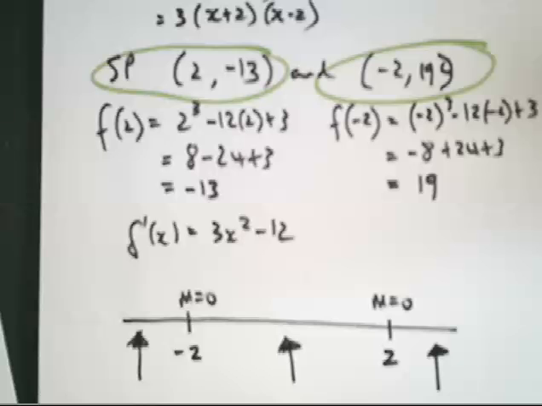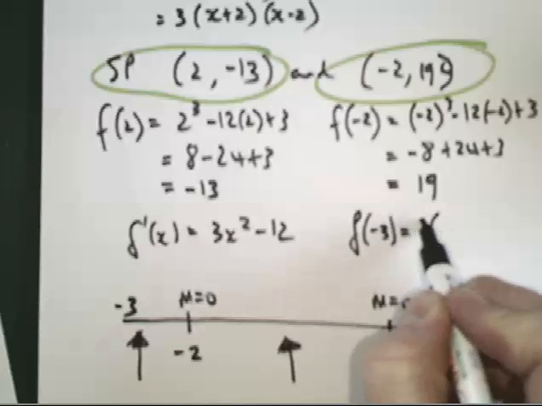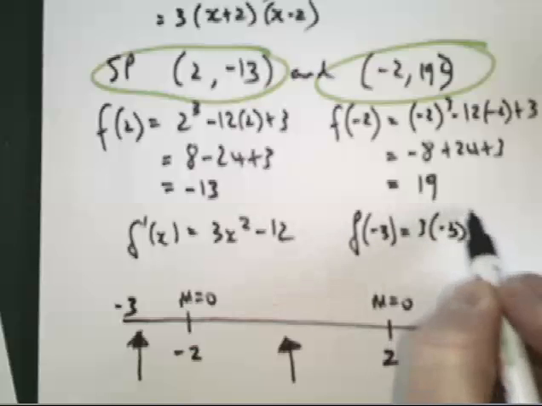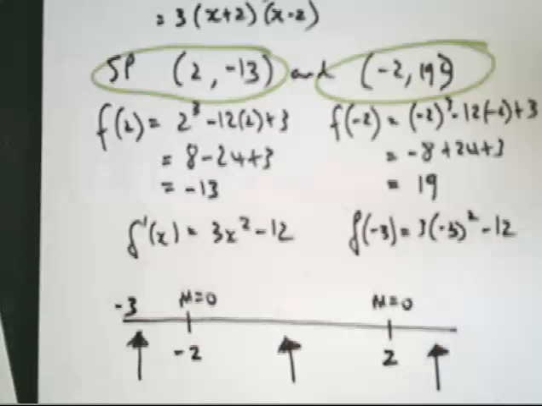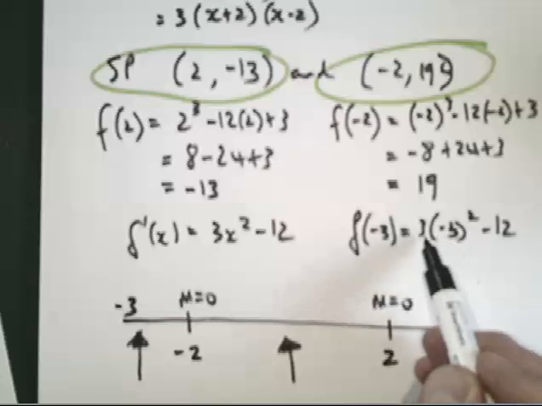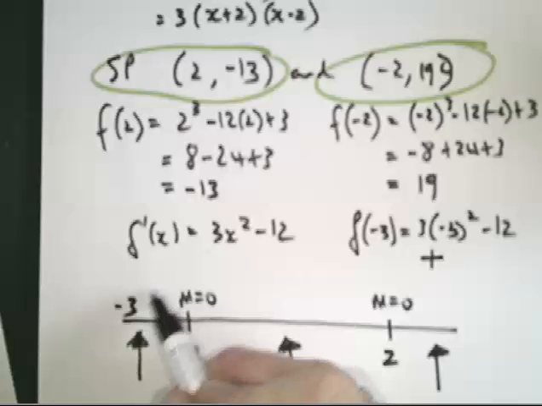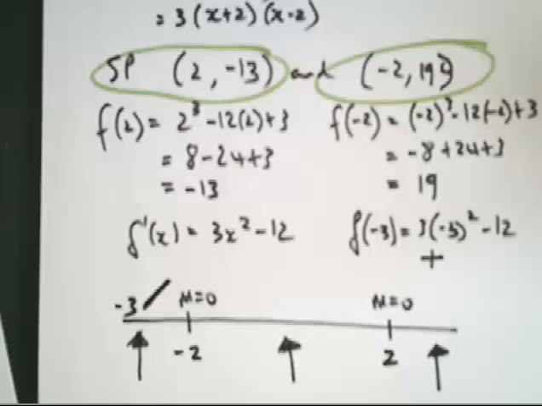To find out what gradients are either side, so I can determine what type of stationary point exists at those two places, if I was to sub −3 into the derivative, f'(−3) is equal to 3 × (−3)² − 12. (−3)² is positive 9, times 3 is 27. 27 − 12 is positive. So it looks like that is a positive gradient.